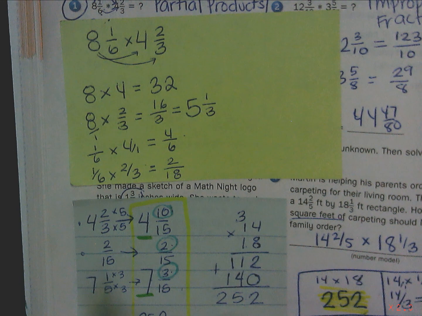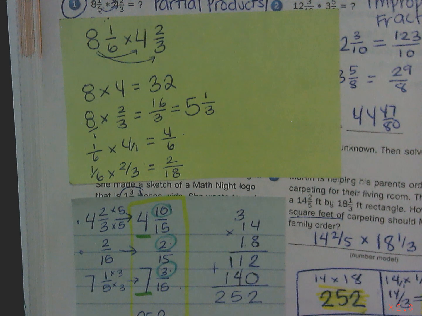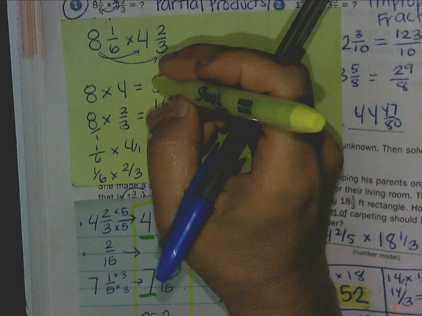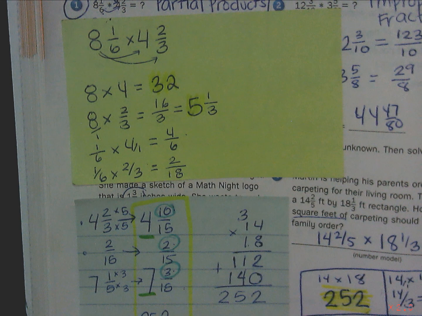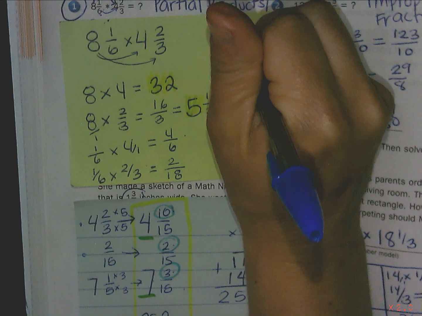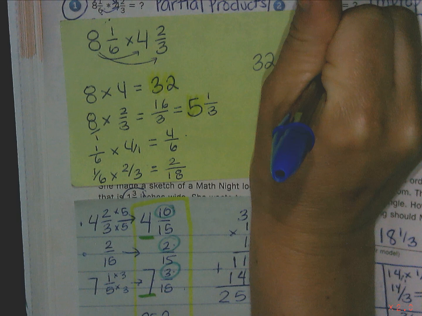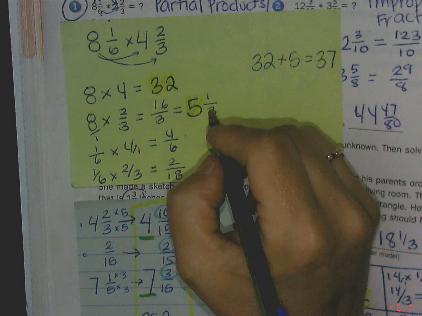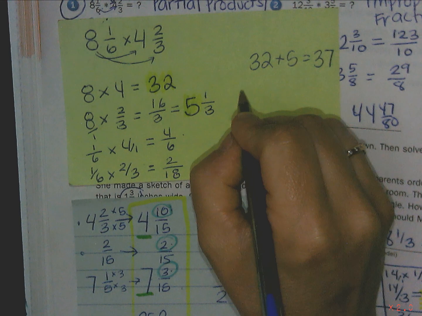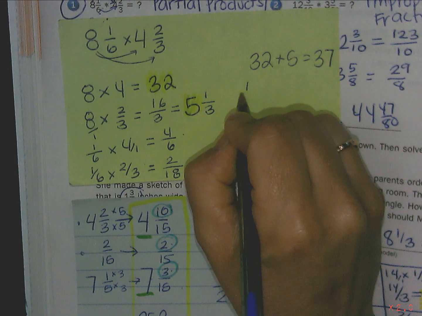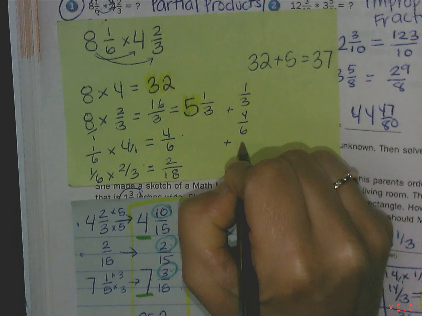Okay, all right. So my next step is to add all of these together. I am going to start by adding my whole numbers together. I see 32 and 5. And 32 plus 5 is 37. Now I need to add all of my fractions together. So I'm actually going to line them up. Let's see. 1/3 plus 4/6 plus 2/18.